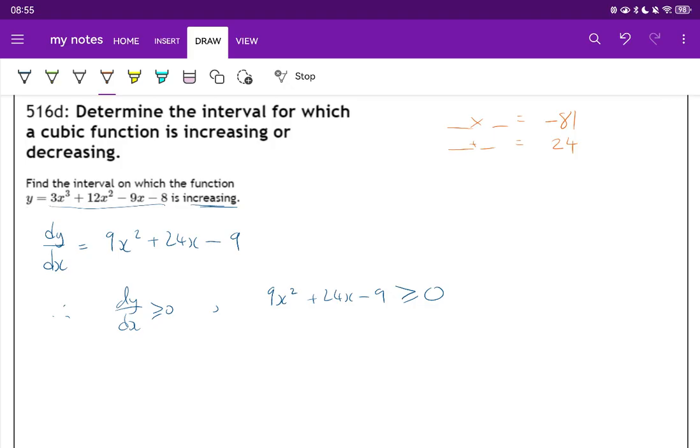Let me think. 9. Oh, it's 3 and 27, isn't it? So, would 3 and 27 work? 27 take away 3, yeah. 27 take away 3. And so it's 9. Just quickly showing you how to do it without a calculator. So I'm looking for the roots by doing this.